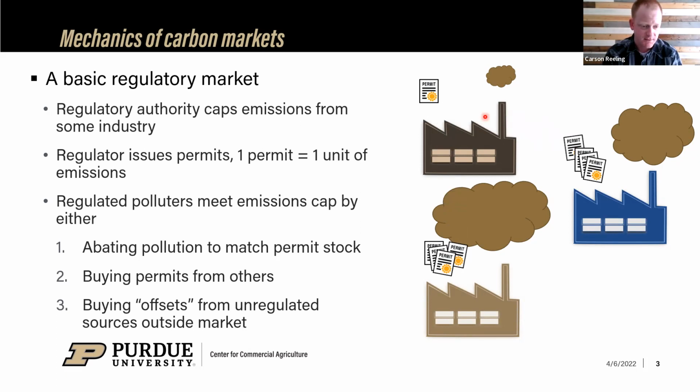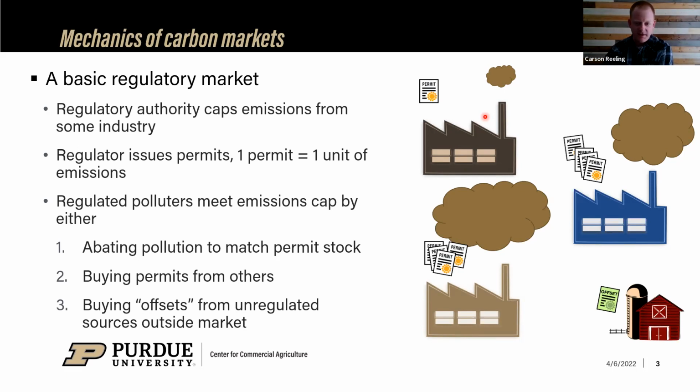sources. The final way: let's suppose that we're this bottom factory here, and we emit a lot of pollution, and we find it very expensive to get rid of that pollution, and there's no more permits that we can buy from any other regulated source. One final way that we could come into compliance with this emissions cap is we can go outside the market. These regulations are usually focused on a particular industry or group of firms. There are other firms that might generate greenhouse gas emissions, but they're unregulated. So what I could do if I'm this bottom factory is go to one of these unregulated polluters.